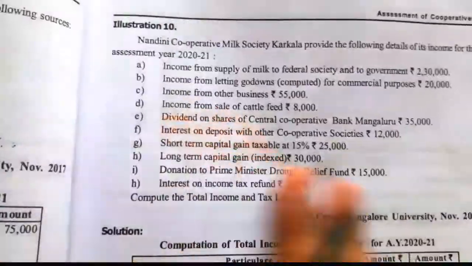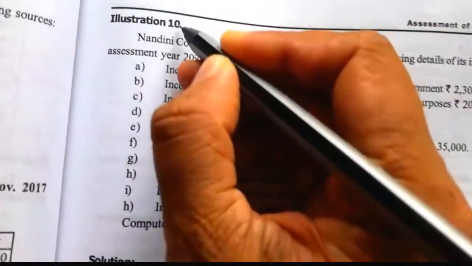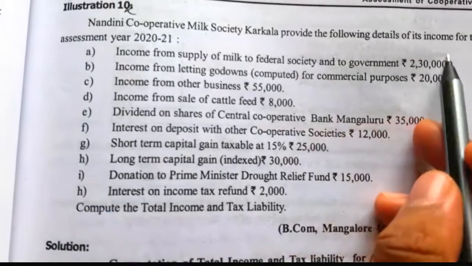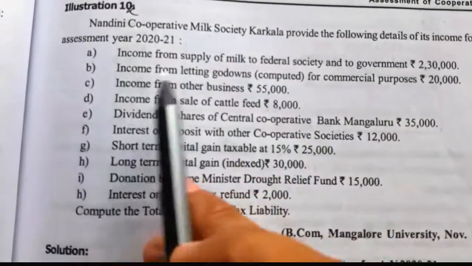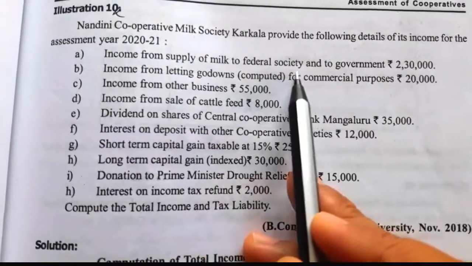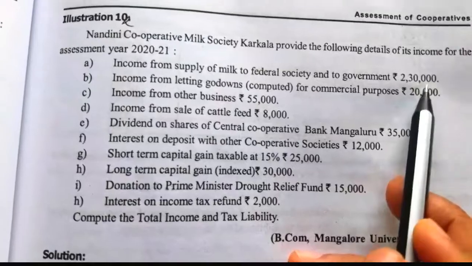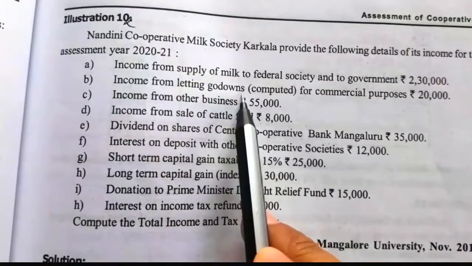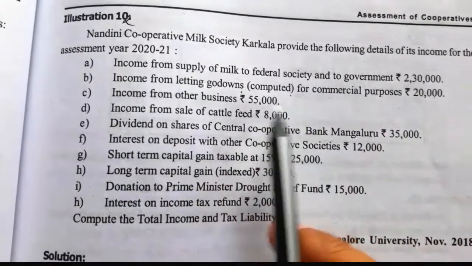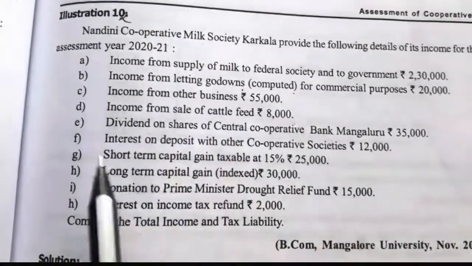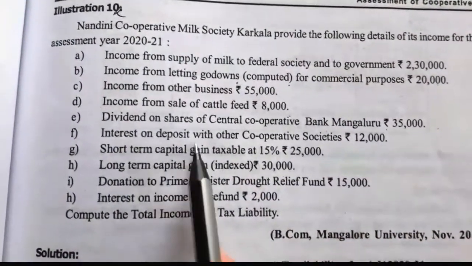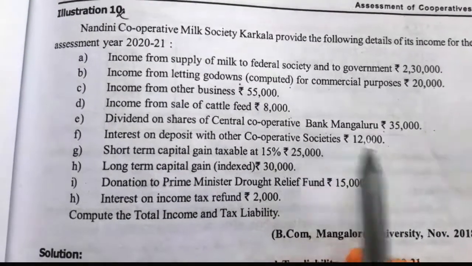Next, illustration number 12. Nandini Cooperative Milk Society, Karkala, provides the following details of its income for the assessment year 2021. Income from supply of milk to federal society and to government, rupees 2,30,000. Income from letting godowns computed for commercial purpose 20,000. Income from other business 55,000. Income from sale of cattle feed 8,000. Dividend on shares of Central Cooperative Bank Mangalore 35,000. Interest on deposit with other cooperative societies 12,000.